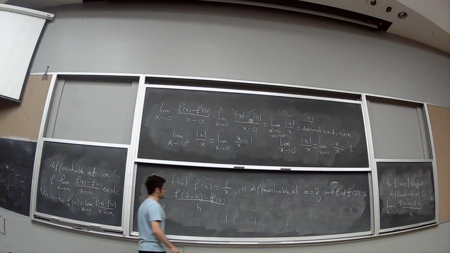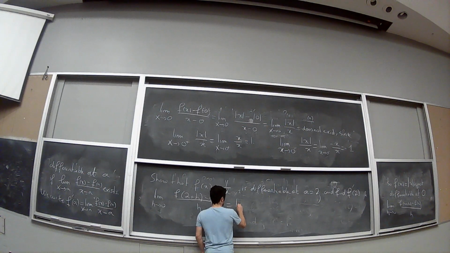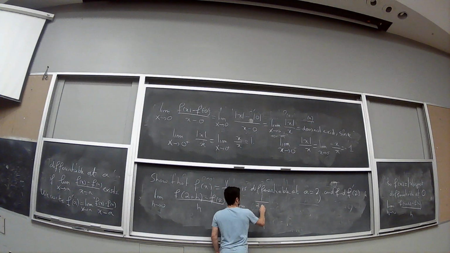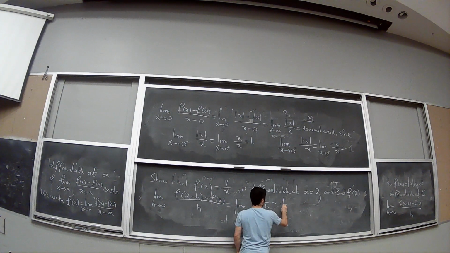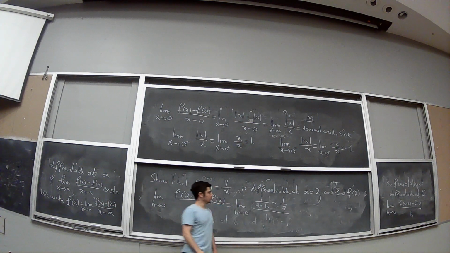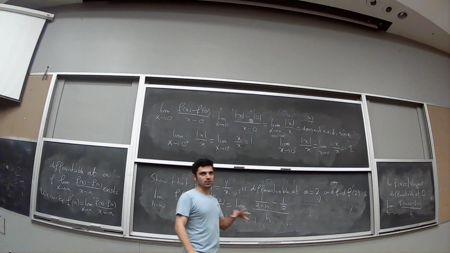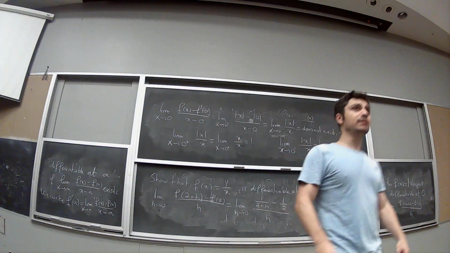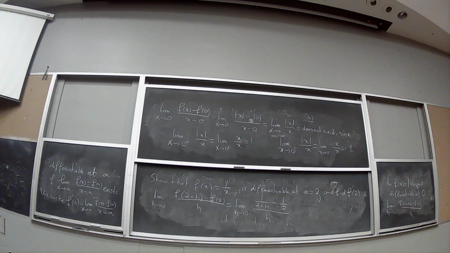Great. What is f of 2 plus h? It's 1 over 2 plus h, right? Minus 1 over 2, over h. Now what do you do here? Try to plug in. What do you get? 0 over 0, right? How do you evaluate this limit?